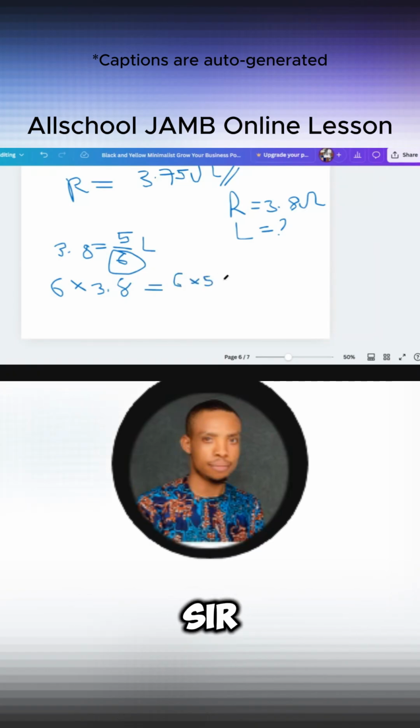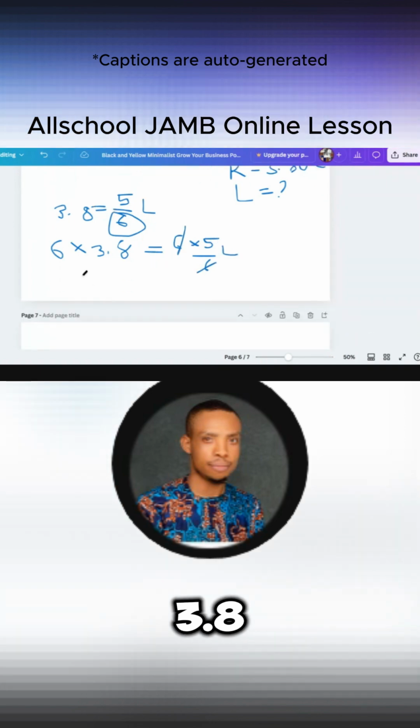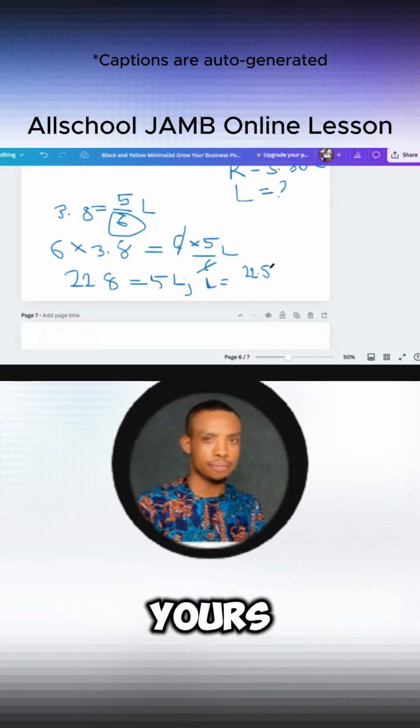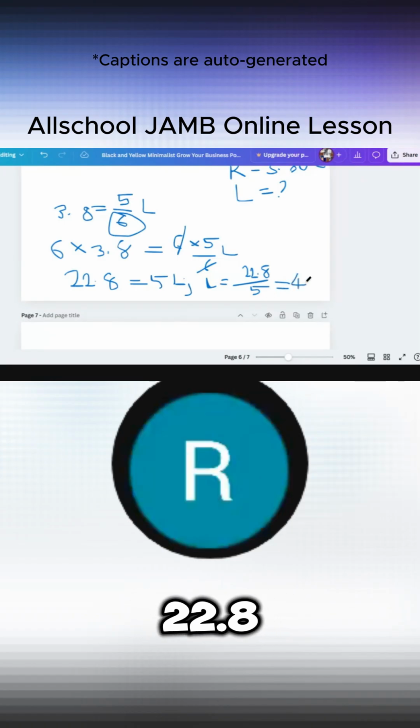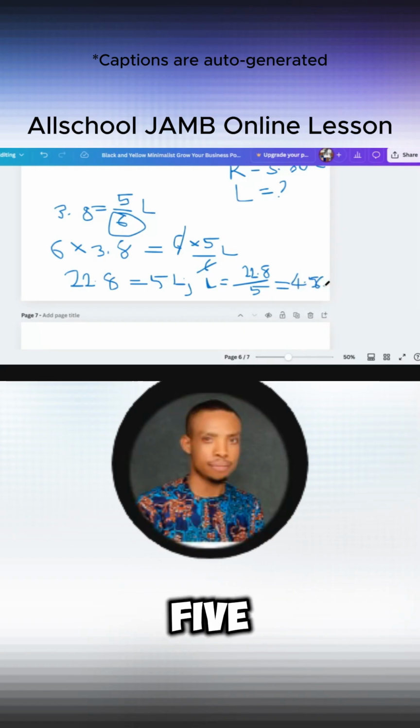Do we understand? Yes, sir. 6 times 3.8 is equal to 6 times 5 over 6 L. Of course, the 6 will cancel the denominator. So this will give me 22.8. Please confirm if it's the same answer with yours: 22.8 is equal to 5L. So make L the subject. L is going to be 22.8 divided by 5. If I divide this, I have 4.56.